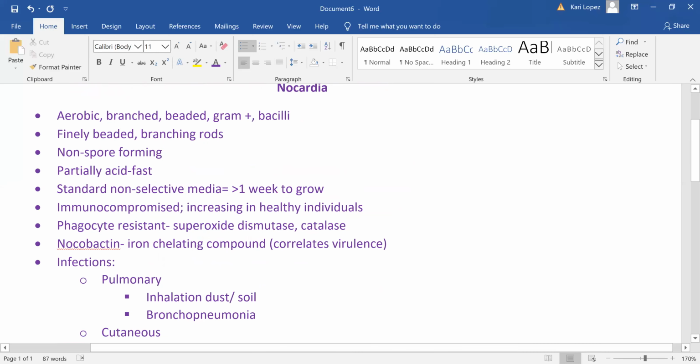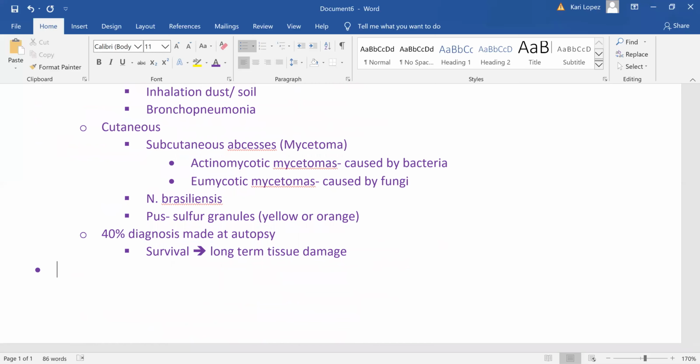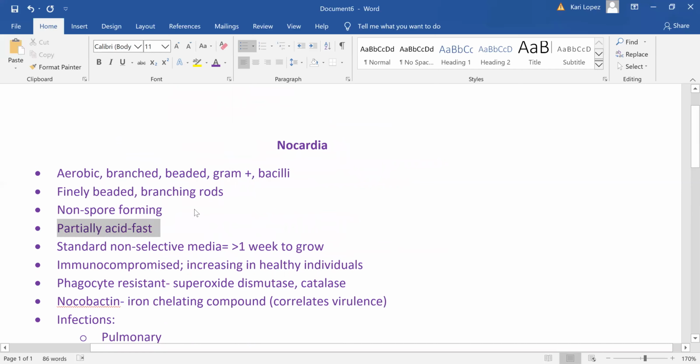We already put gram positive and everything. So gram positive beaded branching filaments seen in sputum and exudates or aspirates from skin or abscesses. So observation of a filamentous branching isolate that is partially acid fast on staining with carbol fuchsin and decolorizing with a weak acid. So we can go up here and highlight partially acid fast. We can highlight our finely beaded branching rods too, right?